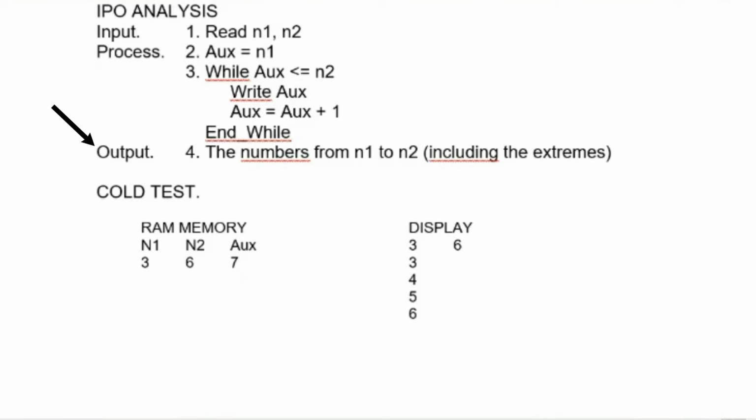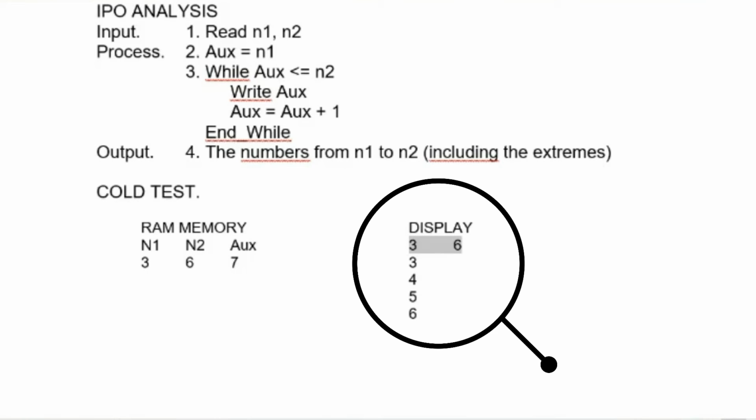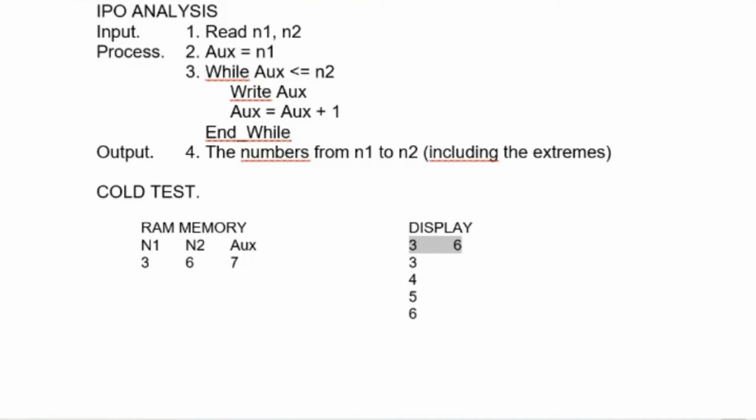So the output, you can see in the output, you receive first two numbers. First number is 3, second number is 6. And then you can see in the display 3, 4, 5, and 6. These are the numbers between the first number you read and the other number you read. So the question, did you reach the objective? The answer is absolutely true.